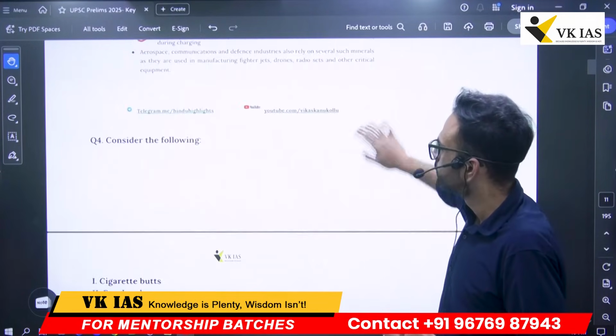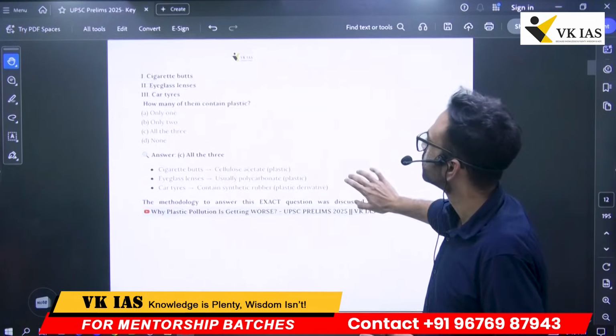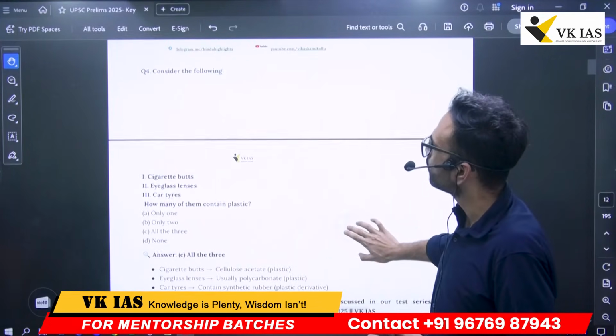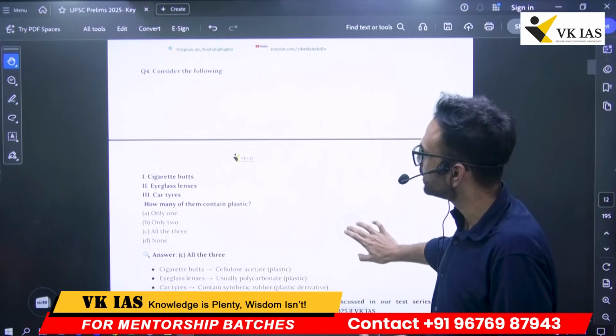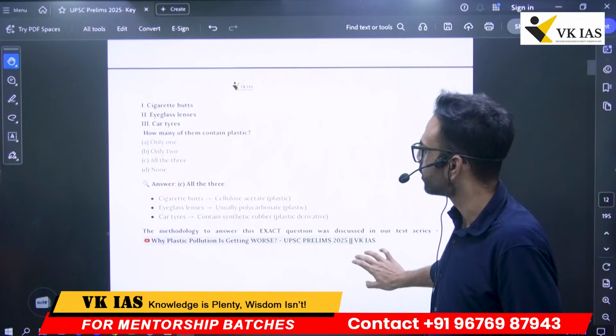Similarly, take a look at this. Consider the following: cigarette butts, eyeglass lens, car tires. How many of them contain plastic?